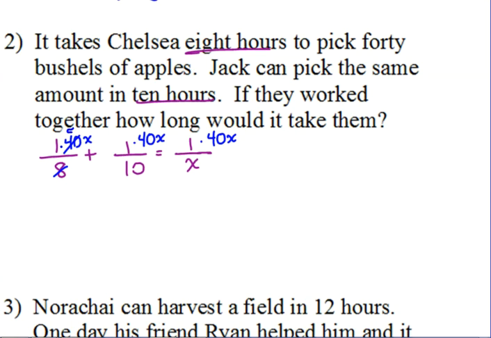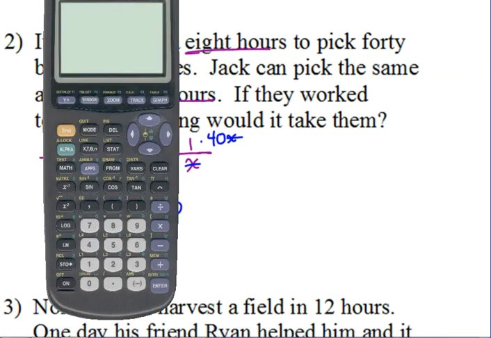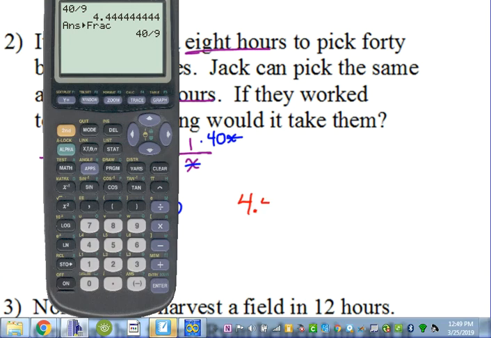So 40 over 8 is 5, so we have 5x plus 40 over 10 is 4. 4x is equal to, and the last one, the x's cancel, is equal to 40. So we've got 9x is equal to 40. So let's see here, we're going to get a little fraction going over here. 40 divided by 9 is 4.44. Yeah, we'll just have to go with that. Okay, 4.44 hours.